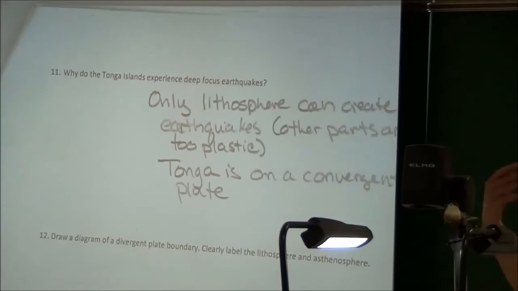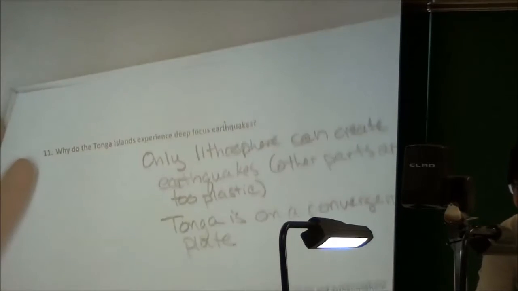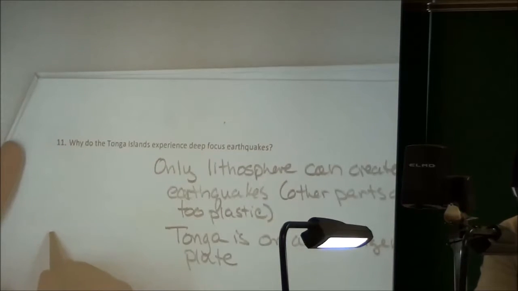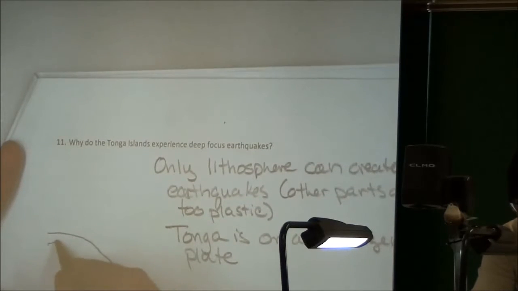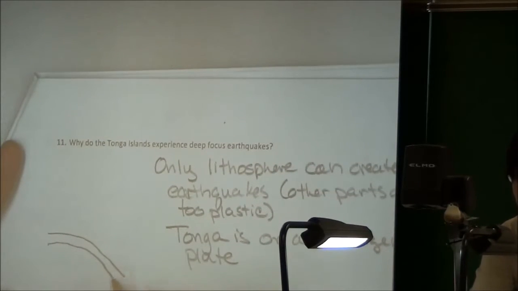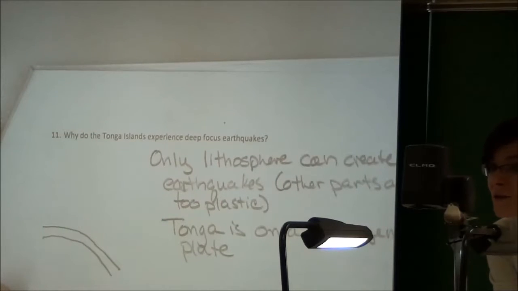Now how do I draw a diagram of a convergent plate boundary? You have the continental lithosphere, which is stable, and the oceanic lithosphere going down underneath the continental lithosphere. Does that only happen in oceanic-continental collisions? Probably not. Everyone should know this.